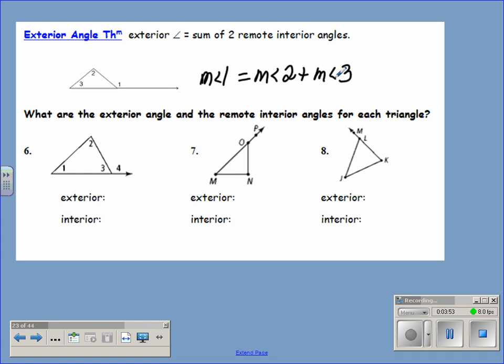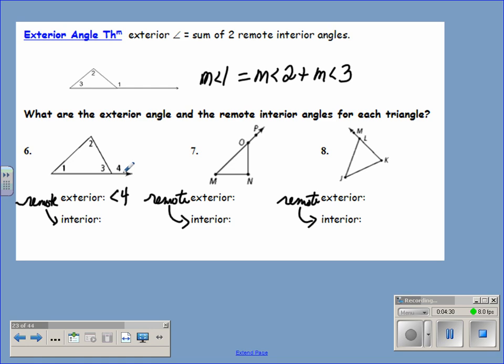So angle 2 and angle 3 in this picture. What we're going to do is write down what is the exterior angle and then the remote interior angles. You have to pardon me for a minute. This should have had remote on it, so I need to write that. There we go. Okay, so these are interior. So they should go down there. The exterior angle is going to be angle 4.